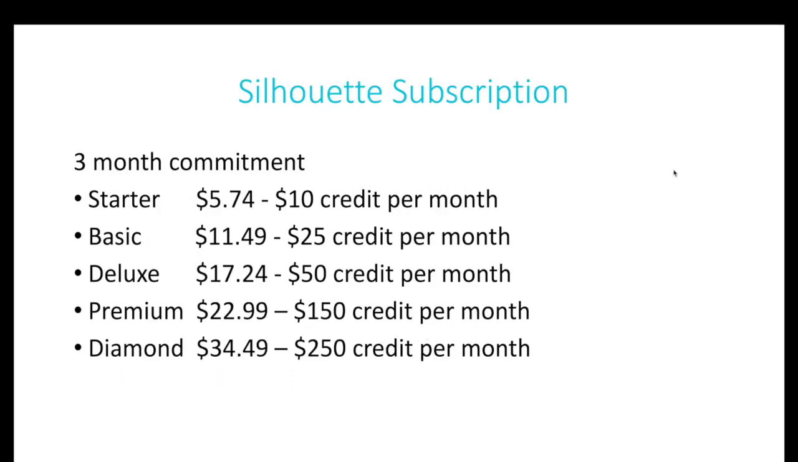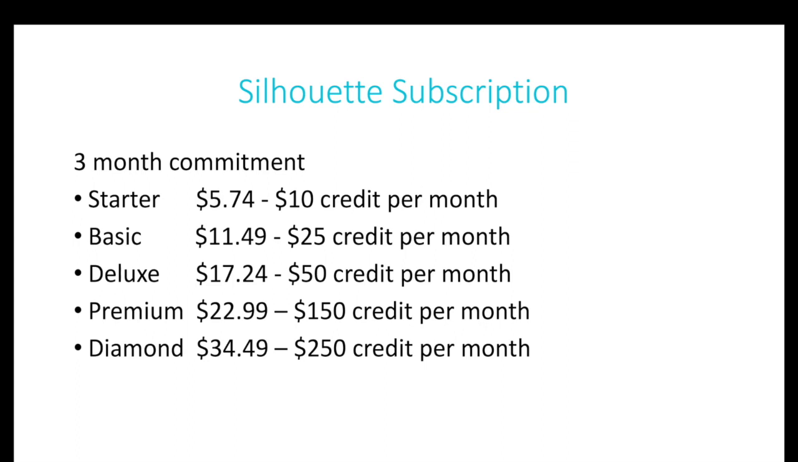And so now I'll talk about the Silhouette subscription service. This is where it becomes a little bit harder to understand, and that's why I thought it might be better to show it in this format. There are 3 commitment tiers for a Silhouette subscription. You can get a 3-month, 6-month, or 12-month commitment. Based on the commitment that you choose, it changes the price per month that you will pay.